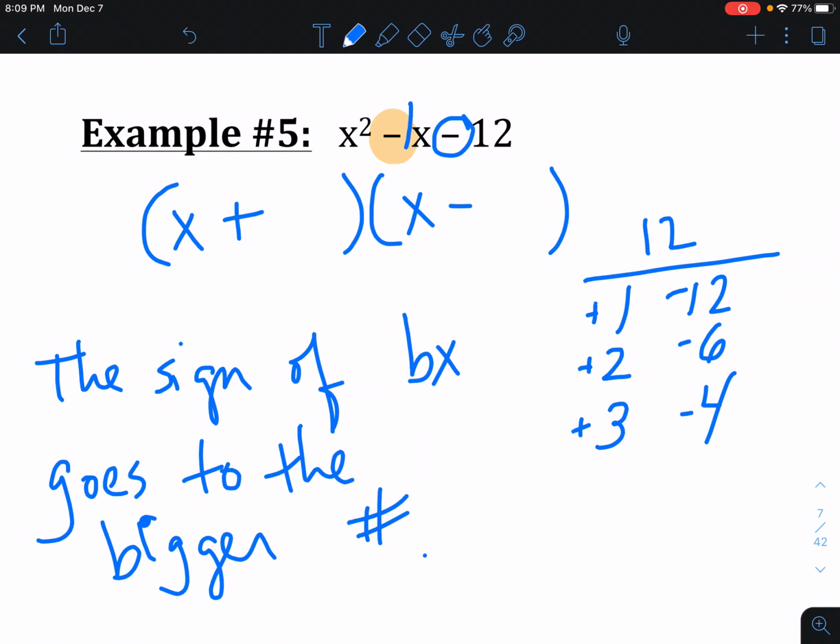So which pair subtracts to get my B term, which is -1? You should be saying these two guys. So we can fill them in the parentheses now. X plus 3 and x minus 4. And it is extremely important that the 3 gets the plus and the 4 gets the minus.